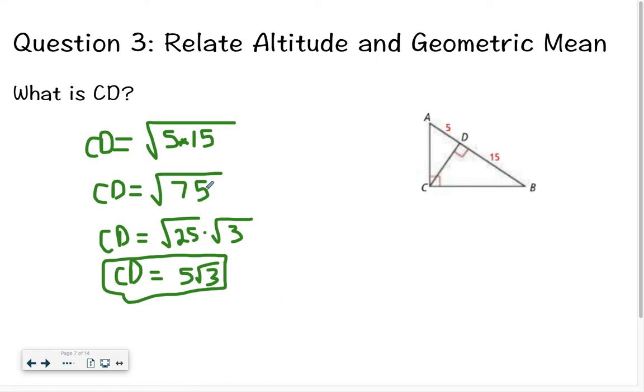So that 75, I can split up into a perfect square, which is 25, times another number. So 25 times 3 is another way to say 75. Then the square root of 25 is a 5, so that takes it out of the square root. And then the square root of 3 is a decimal, so we leave that inside the square root. And our answer is 5 square root of 3.